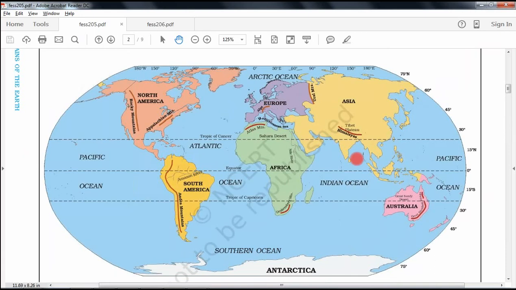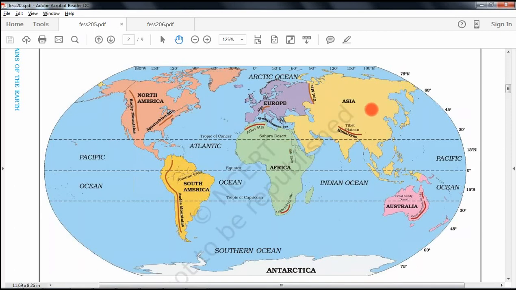So there are these major seven continents. Those are Asia, Africa, North America, South America, Europe, Australia, and Antarctica. And here some prominent landforms are also given. We can observe those. And there are five major oceans: Pacific Ocean, Atlantic Ocean, Indian Ocean, Southern Ocean, and Arctic Ocean.